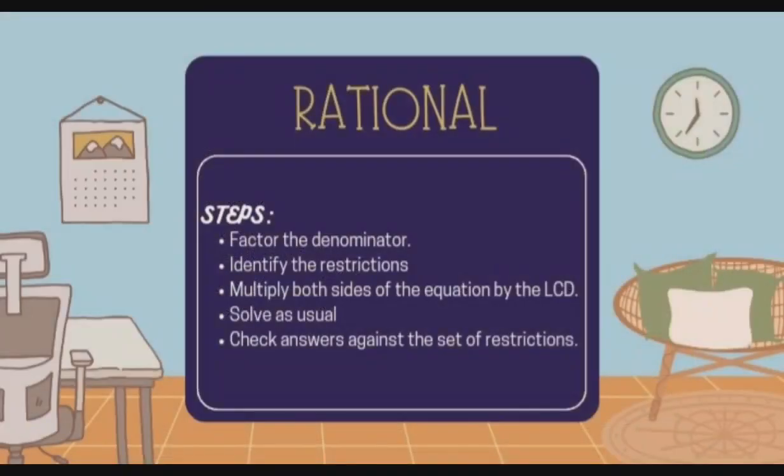Now, let us move on to rational equations. To solve rational equations, let us follow these steps. First, factor the denominator. Second, identify the restrictions. Third, multiply both sides of the equation by the LCD. Fourth, solve as usual. Fifth, check answers against the set of restrictions.